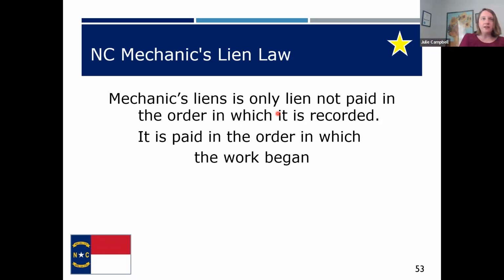So you've got your superior liens, always paid first: taxes and government special assessments. And then all other liens are paid in the order in which they're recorded. There's our race to the courthouse, except for the mechanic's lien. The mechanic's lien is paid in the order in which the work began. Day one of the job, it's retroactive. They have 120 days from when the work ended. Is the project going to take a day? Is it going to take two months? Depends on the project, doesn't it?